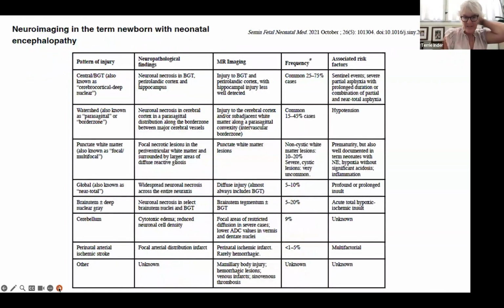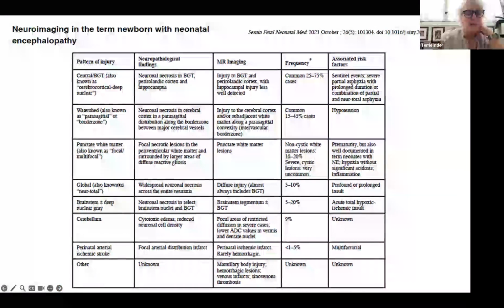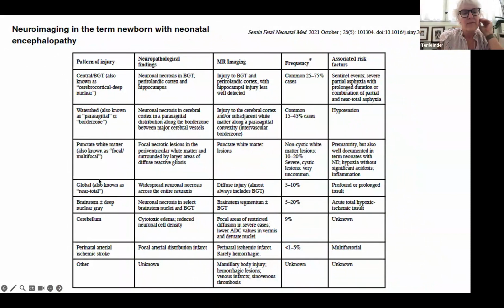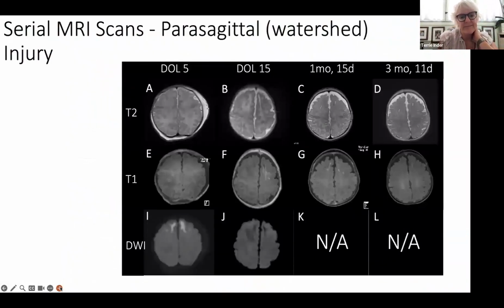When you're looking for brain injury in these babies, this is a very nice review article that reviews the patterns of injury, and we're going to go over just a couple of these. We've already seen some of them: the central basal ganglia, the brainstem and deep grey matter injury, and a global injury. So being able to really think about what these patterns are and what you would see on the MRI, and what their frequency is and what's associated with them. The central grey matter is often associated with these sentinel severe events, whereas the watershed may be associated with more of a maternal hypotension or chorioamnionitis.